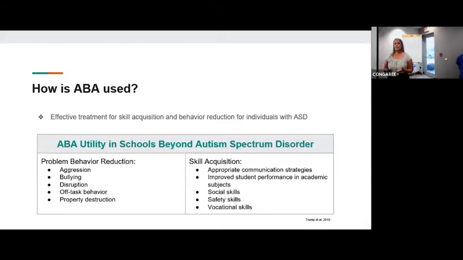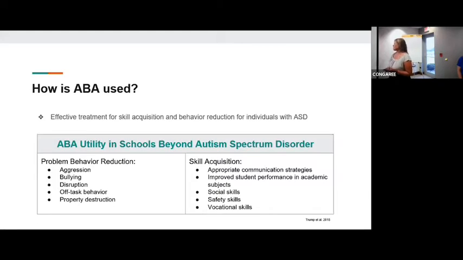So beyond autism, in schools, we might see behavior reduction. So if there's aggression, bullying, disruption, off-task behavior, property destruction, a lot of things that maybe kids get suspended for, written up for, we want to look at decreasing those behaviors. But we also can't forget about the skill acquisition part. So once we decrease that problem behavior, we really then have to focus on the skill acquisition part. So what behavior can we replace that problem behavior with to allow that child, student, adult to learn something better to put in its place?